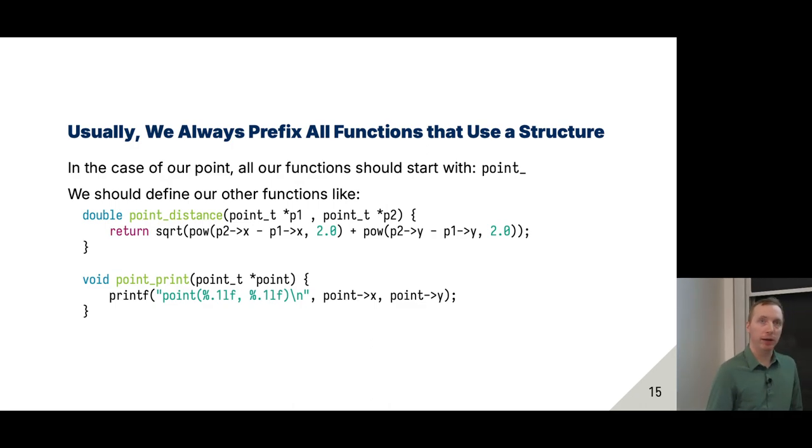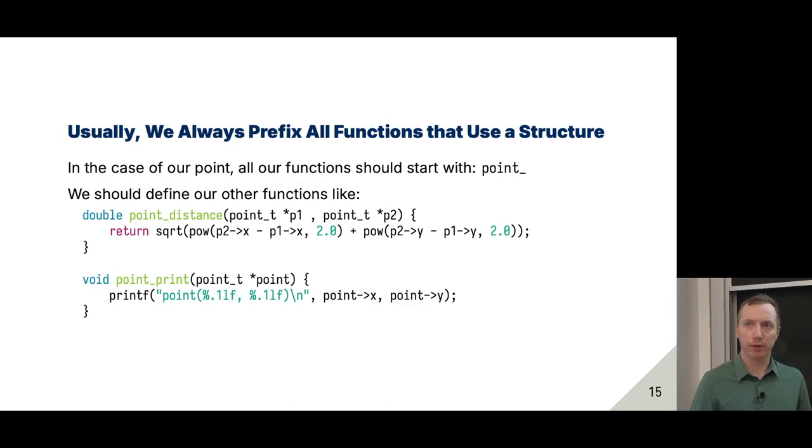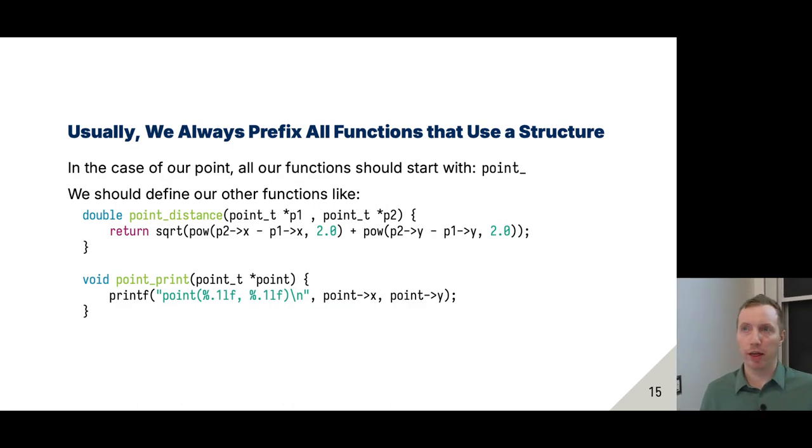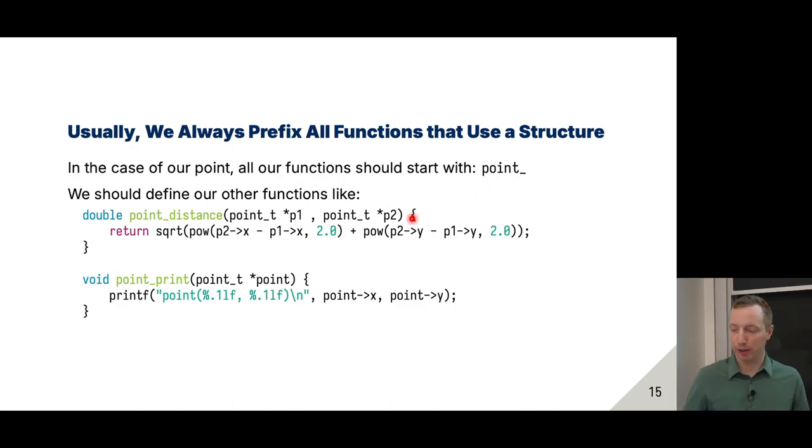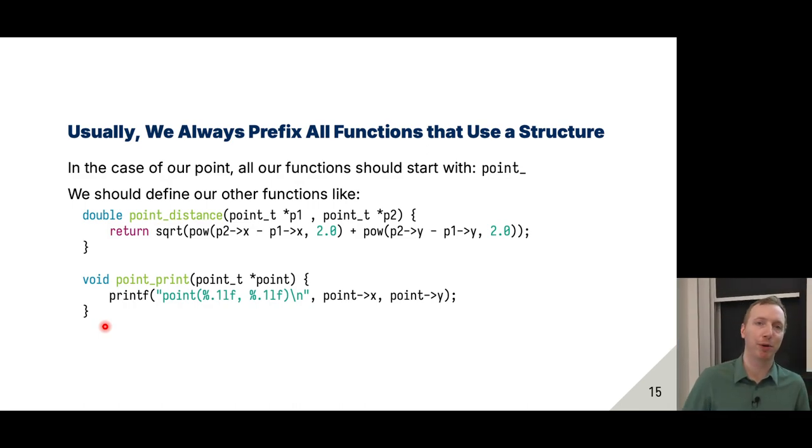So usually when we write functions like this or just write functions that deal with our structure, we prefix all the functions. So in our case, we would name them all starting with something like point_. So I should define the other functions like point_distance and then just take the points by pointer. Wow, that's a lot of points in a sentence. And then for the other one, I would just call it point_print instead of just print. So this is what my final thing would be. So any questions like that before we get into more fun stuff?